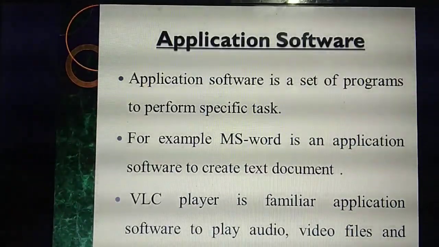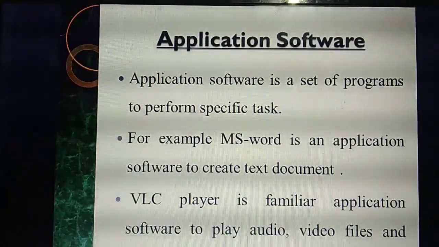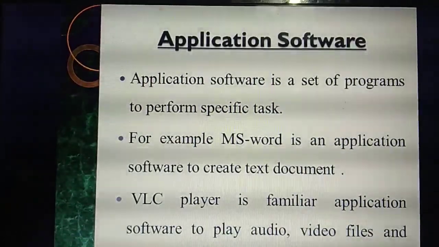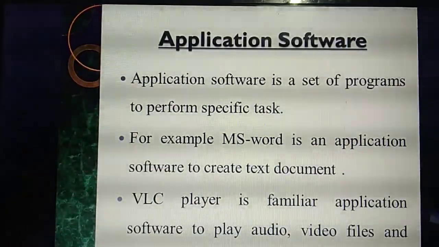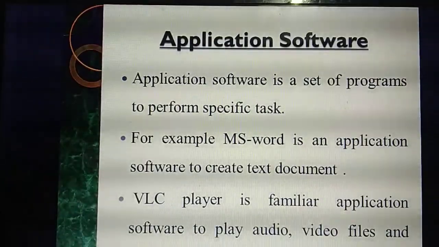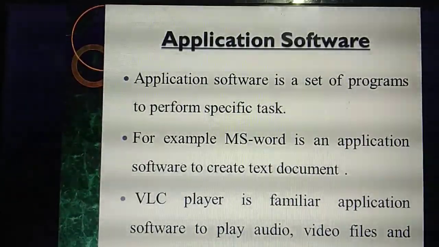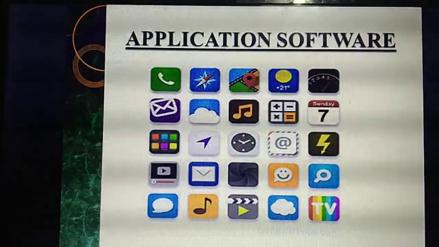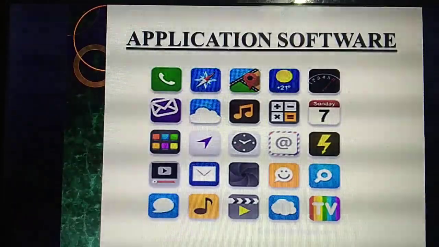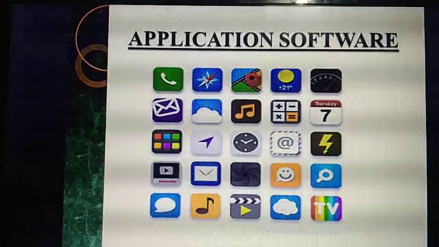This is a kind of software used to perform a task perfectly. For that only, they have given examples. MS Word is used to create text documents. Then VLC player is mainly used to play audio and video files. So compare the software present in your mobile phones and study, then you will understand. These are the examples of application software. In your mobile phones you might have seen these applications.